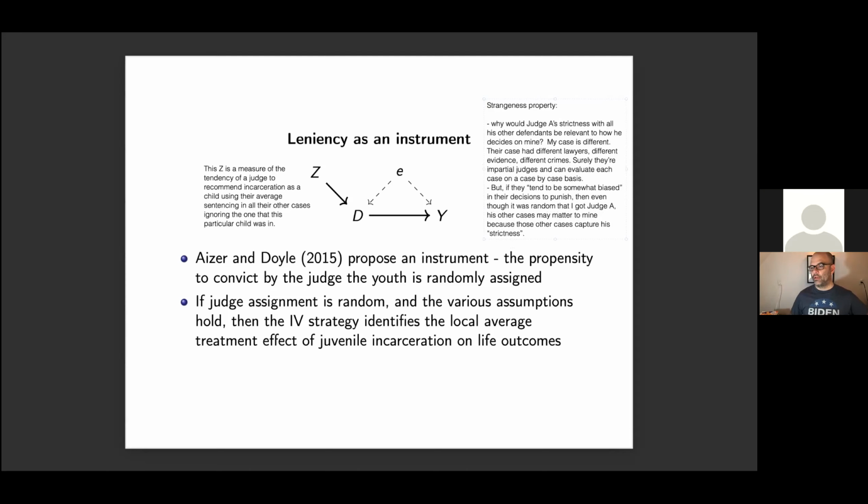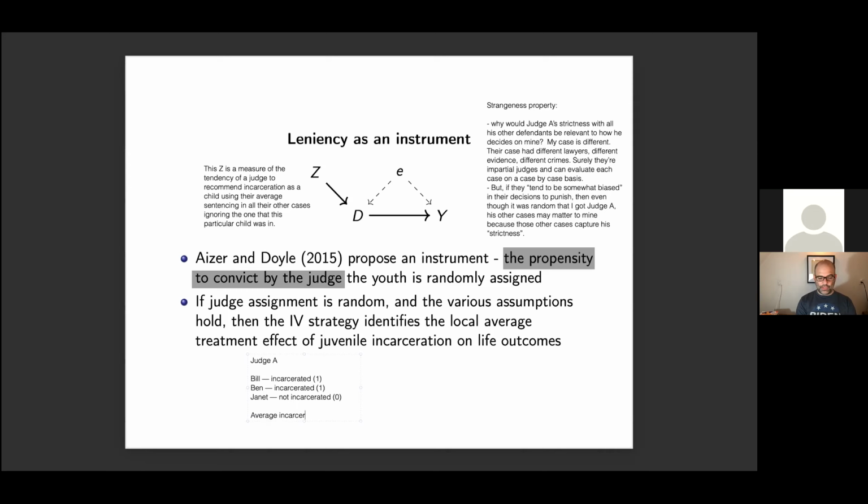All right. Okay. So Anna Aizer and Joe Doyle are going to propose an instrument, and that instrument is going to be the propensity to convict by the judge that the youth was randomly assigned to. So it's going to actually be a propensity to convict by the judge. So let's think about it right here. Judge A, right? Bill, sentenced, guilty, incarcerated, 1. Ben, incarcerated, 1. Janet, not incarcerated, 0. Okay.